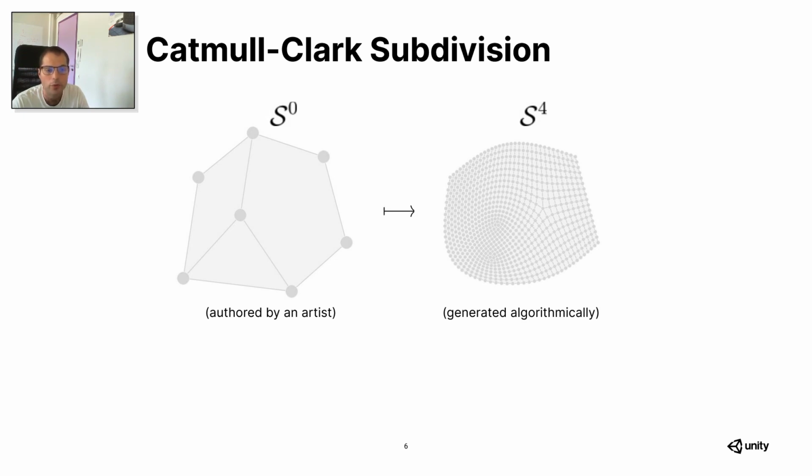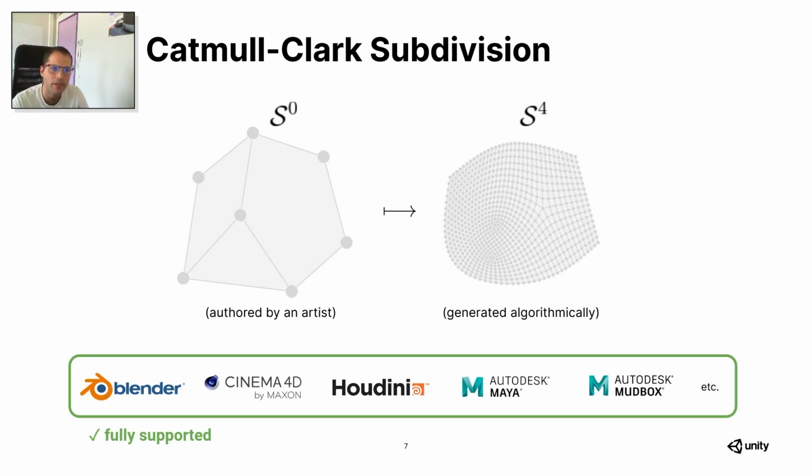Subdivision surfaces are a super popular way to author geometry because artists simply need to edit the control cage on the left to produce the rich and detailed geometry on the right. For this reason, subdivision surfaces are supported by pretty much every interactive mesh editing tool.